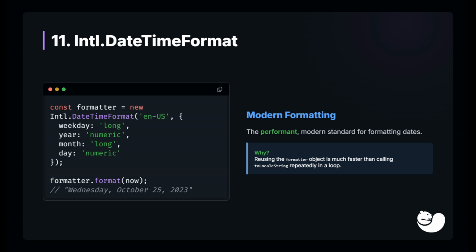For applications that need to format thousands of dates, perhaps in a large data table or a list of transactions, calling toLocaleDateString repeatedly can be a performance bottleneck because it has to look up localization data every single time. The modern solution is the Intl.DateTimeFormat object. By creating a single formatter instance with your desired locale and options, you cache that expensive lookup work.